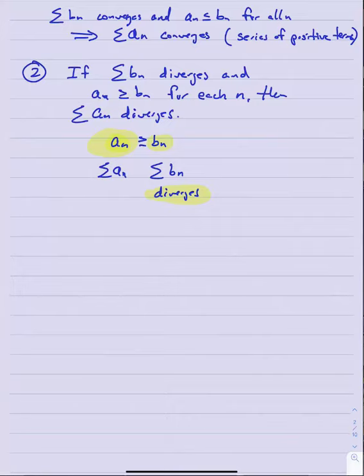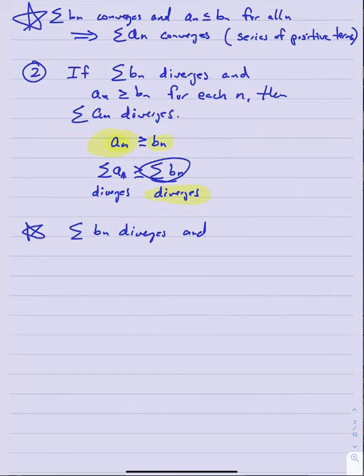So really what we're saying is that summation has to be greater than or equal to the summation on the right, and we know this one diverges. Therefore, the series of the a sub n's has to diverge. Okay, so to put that together with what we set up here, we're saying that if b sub n diverges and a sub n is greater than or equal to b sub n for all n, then that implies that the series of the a sub n's diverges.